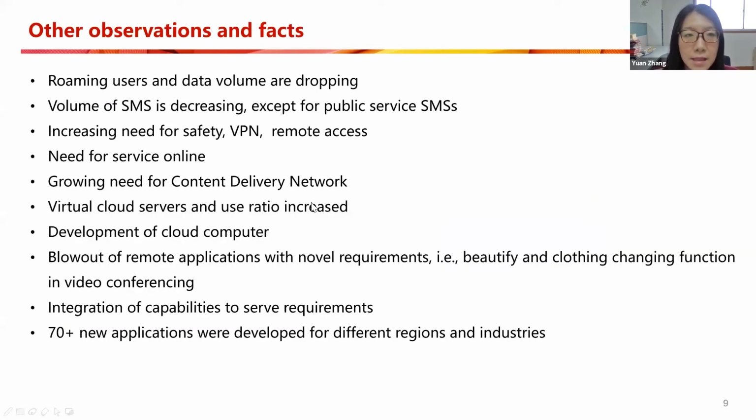And there are some other facts and observations based on statistics in February: roaming users and data volume are dropping due to the travel restriction and risks. And the volume of short messages is decreasing, which has been a trend as IM applications are booming, except for public services short messages. A lot of short messages are sent about COVID-19 by different platforms or applications. And there is an increasing need for VPN remote access. As a result, safety requirements are surging. Although we didn't stop on-site service, there is a need for service online.